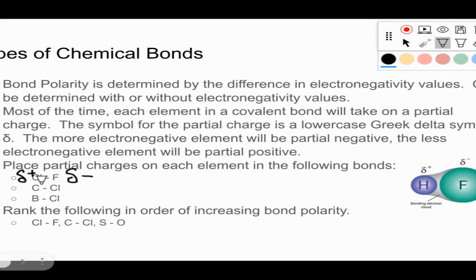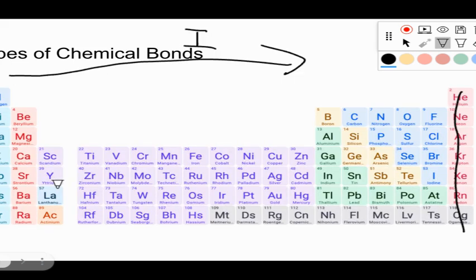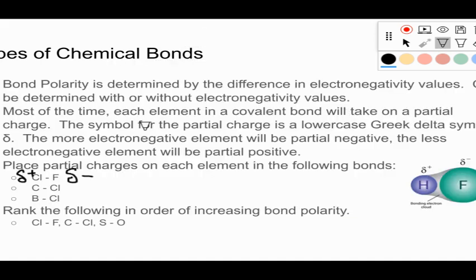I'm going to do the same thing. I go look on the periodic table at where chlorine and carbon are. Chlorine is the closest to fluorine. Closer to fluorine means you're more electronegative, so chlorine is going to be the more electronegative. Carbon is going to be less. So for this one, again, let me erase these so that you can see my next ones. Chlorine is going to be my partial negative. Carbon is going to be my partial positive.